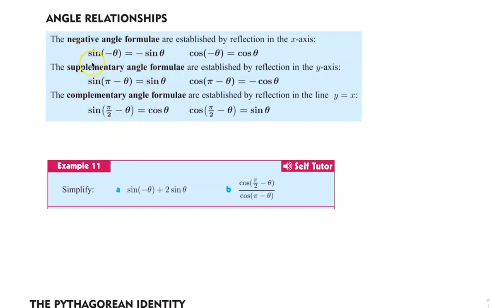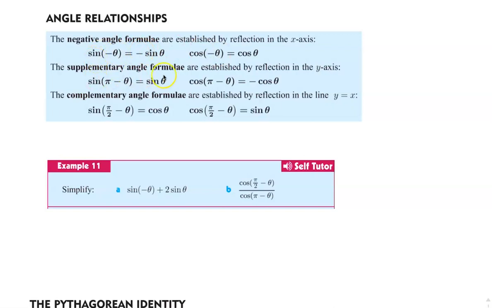The first one is sine is what we call an odd function. So if there's a negative inside of it, you can pull it out. That only works for sine and tan, but for sine, it's an odd function. Cosine is an even function. It's the only trig function where if you have a negative inside, it just goes away. So cosine is an even function, sine is an odd function.